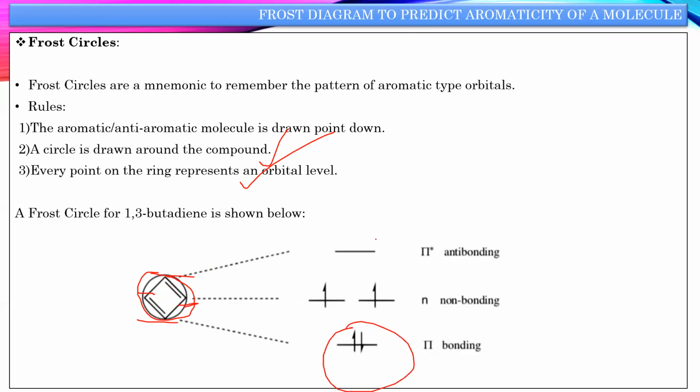This one is the bonding, this one is the antibonding, and these are the non-bonding. The number of pi electrons is 4. Fill them in order: first 2, then 1, 1. If the orbitals are not completely filled, we can say it's anti-aromatic. If completely filled like this, we can say aromatic. By using Frost circles, we can decide whether the compound is anti-aromatic or aromatic.